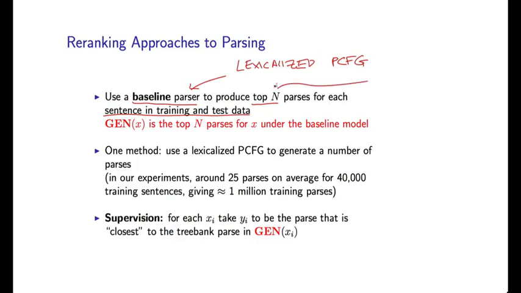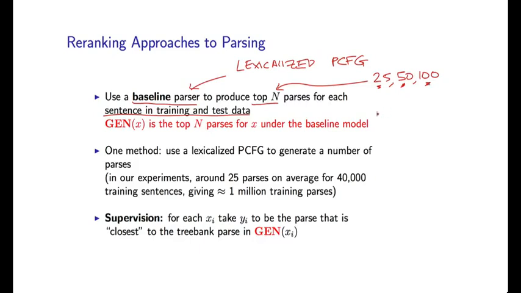So n, for example, might be 25 or 50 or 100, and I'm assuming that I have some way of finding the top 25 or top 50 or top 100 most probable parses under the lexicalized PCFG model. In fact, there are variants of the kind of dynamic programming algorithms we saw earlier in the class which will do precisely this. They will return the top n most likely parses.